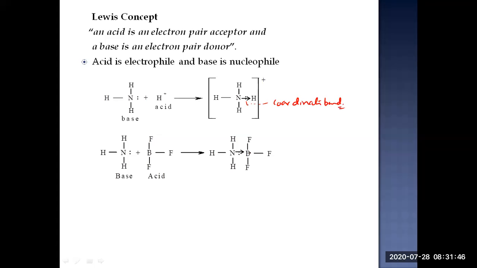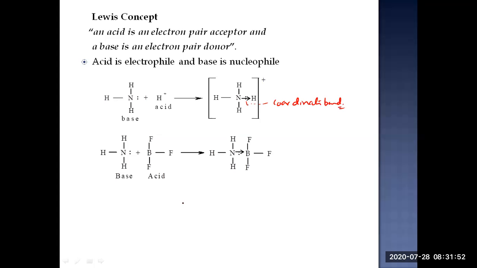This is an addition product, adduct. And in this particular case, ammonia is base and boron trifluoride is acid. And the bond formed between them is a coordinate bond.